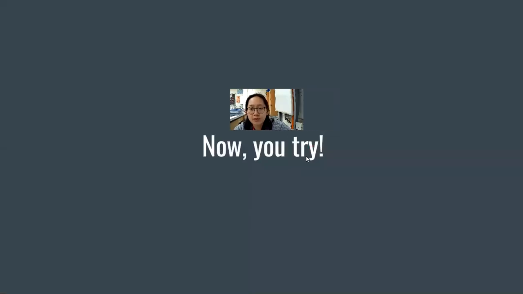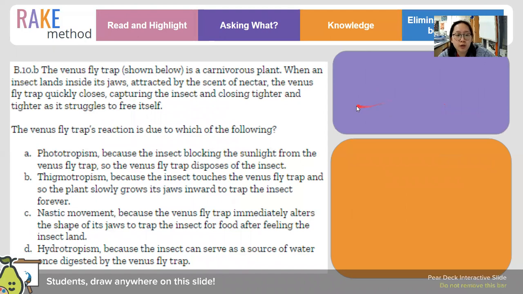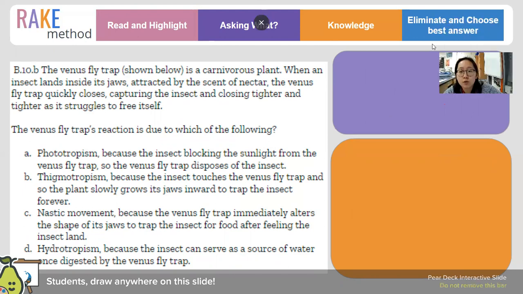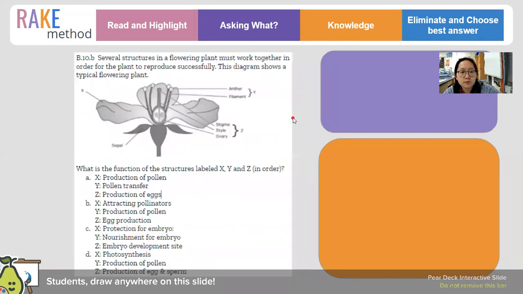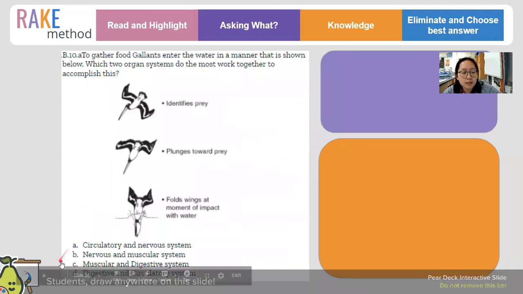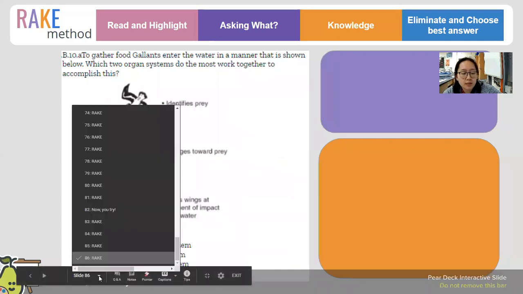Now you are going to go ahead and try for yourself. There are 4 questions that you're going to be working through using the Rake method, and you should be able to draw, highlight, type, and cross out and circle any of your answers that you're working with in order to read and highlight, ask what the question is asking, or rephrase it, show what knowledge you have on this topic, or at least pull it from the cheat sheet, and then eliminate the wrong answers and choose your best answer. So there's this question, this question, this question, and this question. So that should be the last slide that we're on.